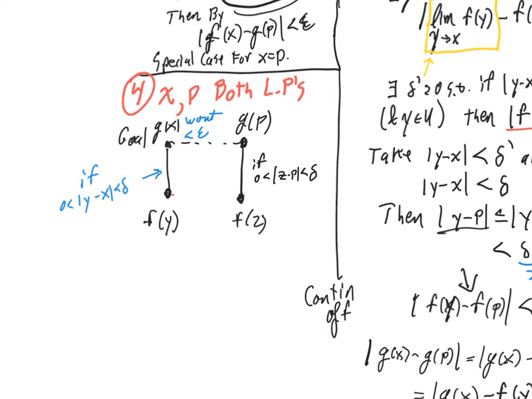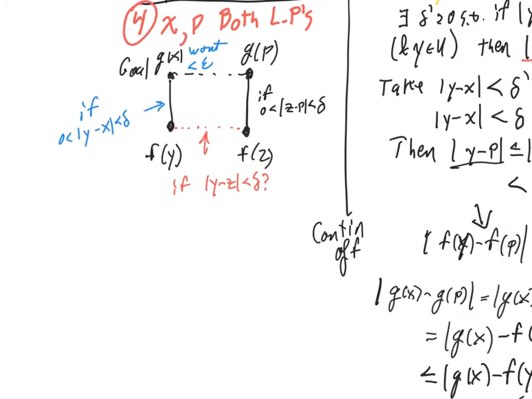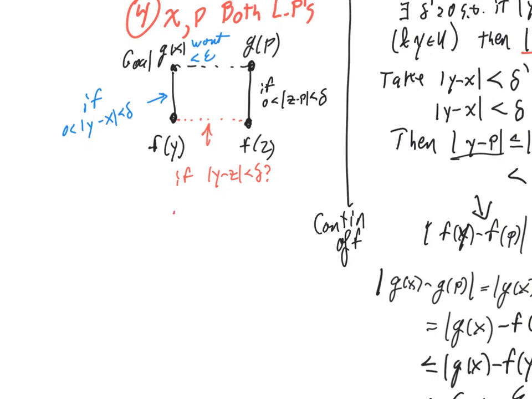Well, wait, now I can use, hopefully, continuity of f to say that these two things can be close, if y minus z are close enough. So let's look at that. Apparently I want y minus z to be close. Well, I think I can pull that off. There's y. There's z. I want this distance to be less than some small delta.